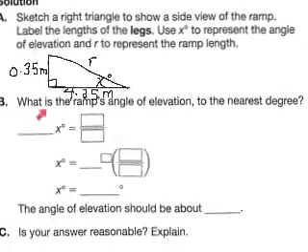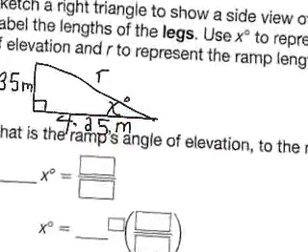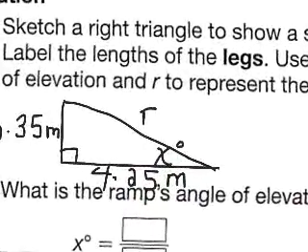Now it asks us, what is the ramp's angle of elevation to the nearest degree? So first of all, we have to identify our pieces of information here. So here's our angle of elevation. And we want to solve for this R. And we've got two pieces of information that we can use. So if we're looking for R, the R is the hypotenuse.